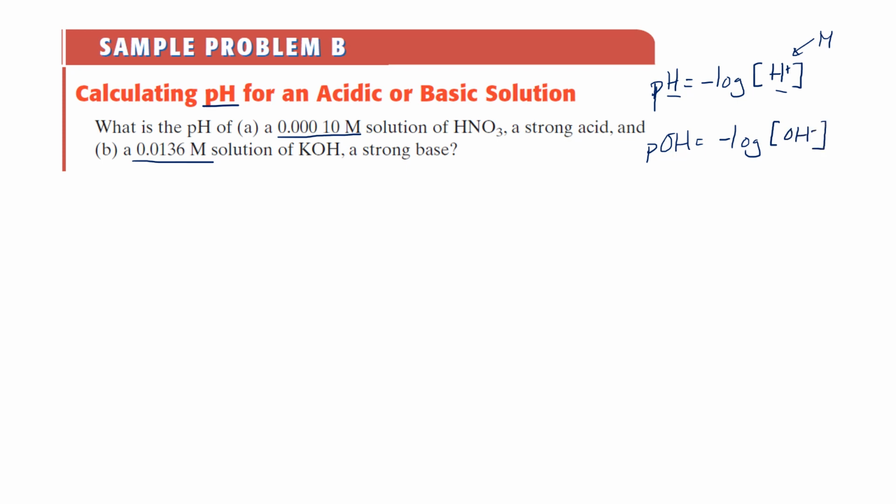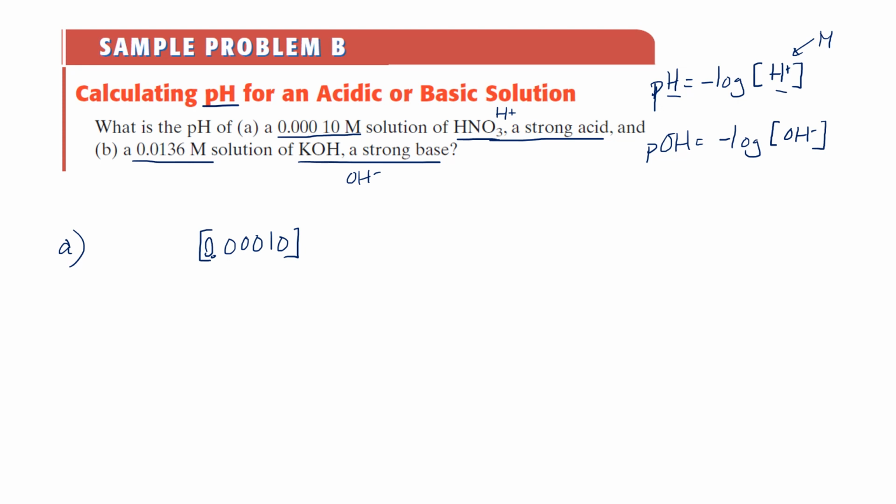right? And we here have a strong acid and a strong base, so we're going to assume that this KOH is going to fully release OH minuses, and this HNO3 will fully release H pluses. So let's hop into the math. So A, we're given a concentration 0.00010 molar, right? That's our concentration.